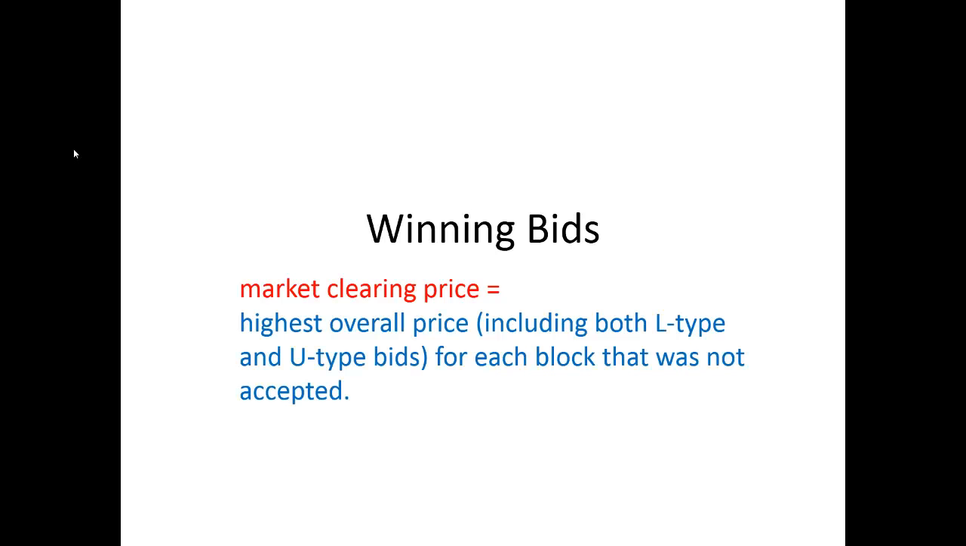Winning bids. Based upon the submitted bids, the auctioneer identifies the market clearing price, which is equal to the highest overall price, including both L-type and U-type bids for each block, that was not accepted. That is, the highest losing bid.